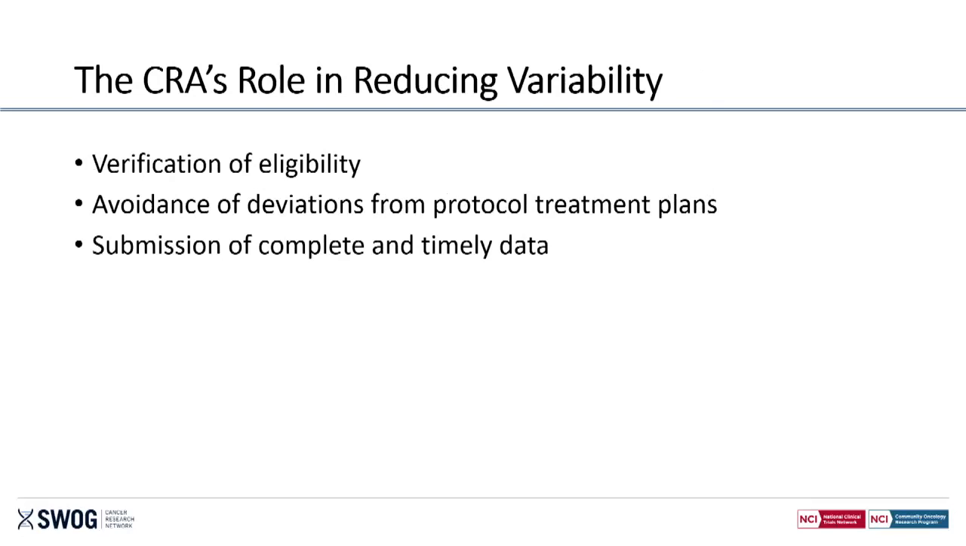And what is your role in this? Actually, all of our roles are making sure those eligibility criteria are actually applied. And another big one is really following the protocol, avoiding deviations wherever possible, both in terms of treatment as well as follow-up information. I'll give an example of that in a bit. And then, not just the assessment timing, but also the timeliness of data submission. That's another way we can control variability.